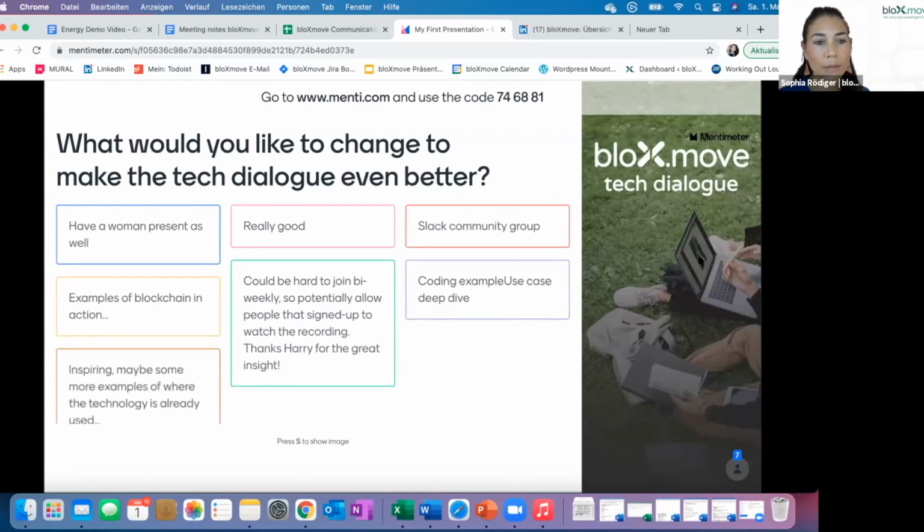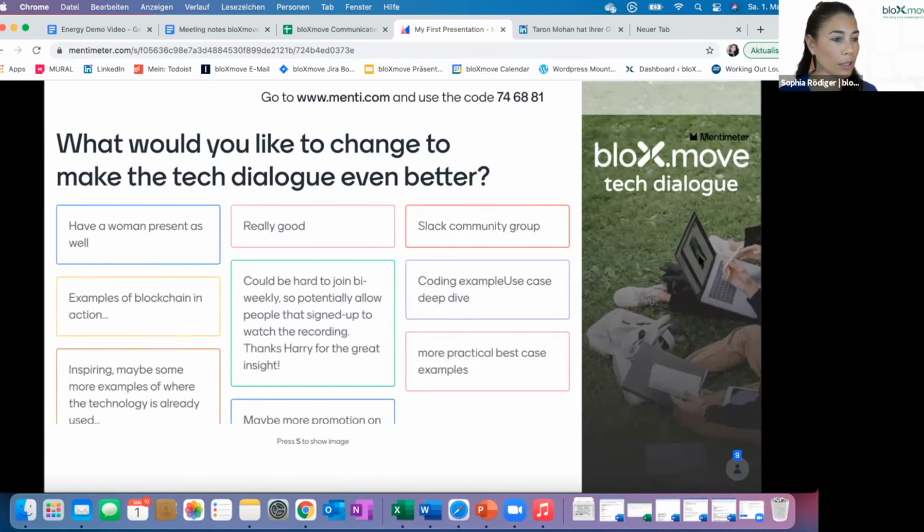What we will do is announce each and every event on LinkedIn. So whenever you forget the date or something like that, look on our LinkedIn page. And as we did for this session, we will post the date for the next tech dialogue. But we can also use Slack for instant communication and some nice articles and so on.